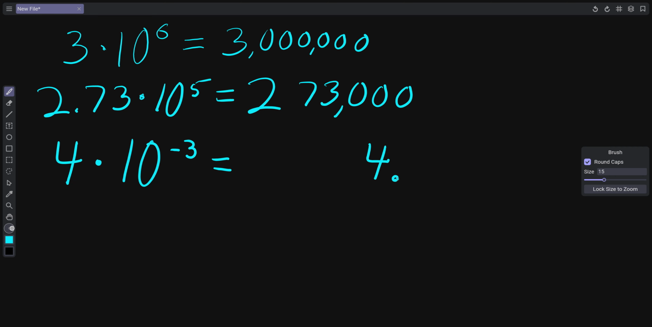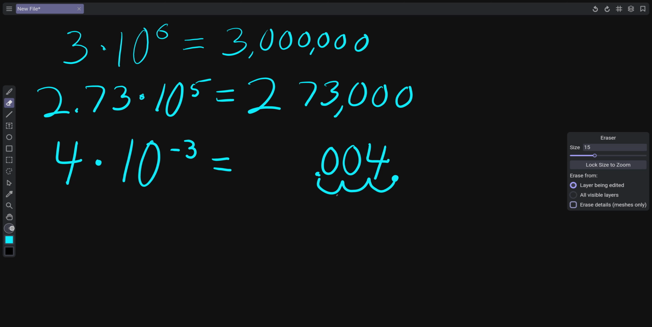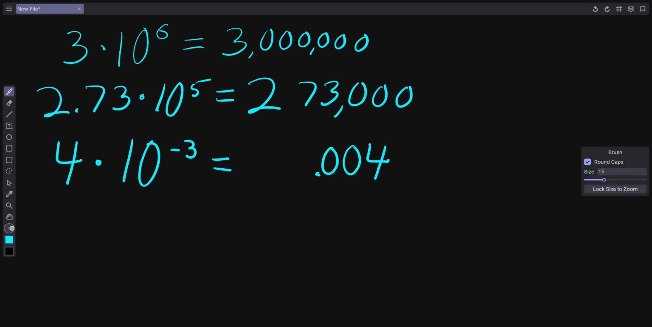We would put the decimal down here, and then we would move it, but we would move it in the opposite direction. So we would do 1, 2, 3 hops to the left, and then we would fill in zeros in the hops that don't have a digit, and then we would drop the decimal here. We would erase it over here, and then our answer would be 0.004.